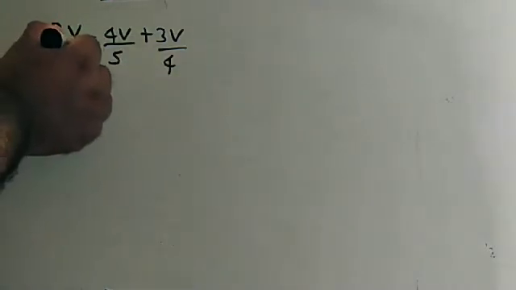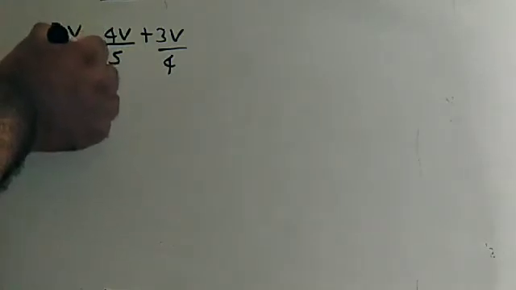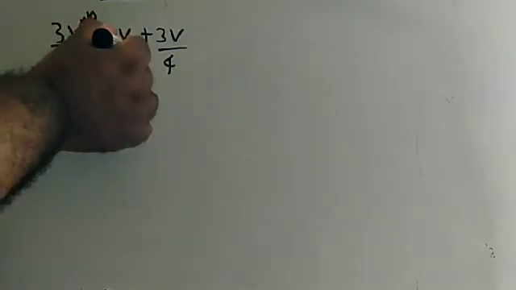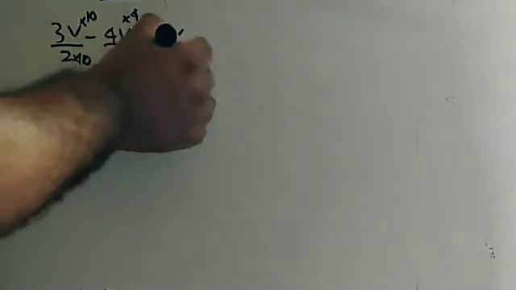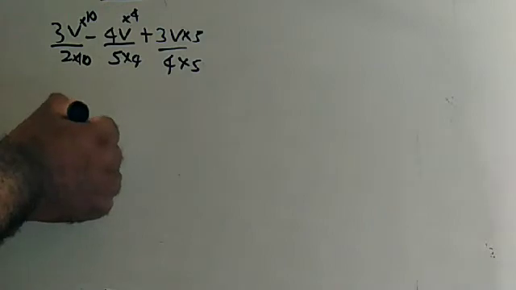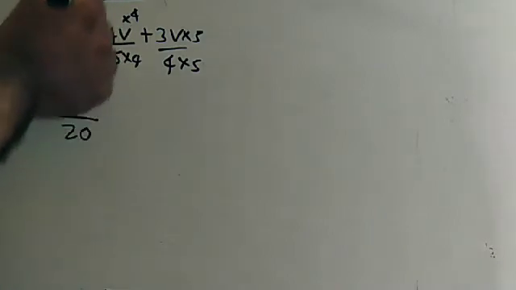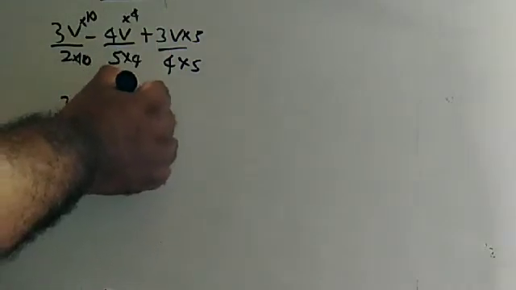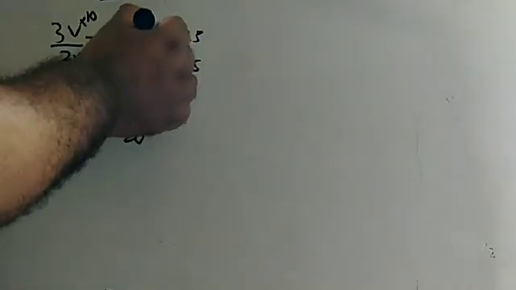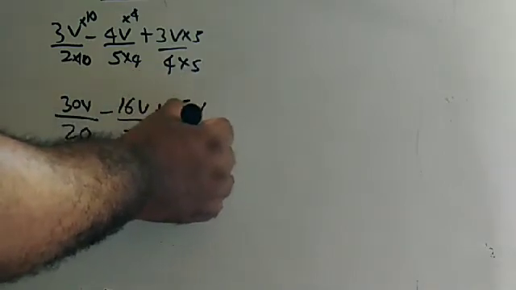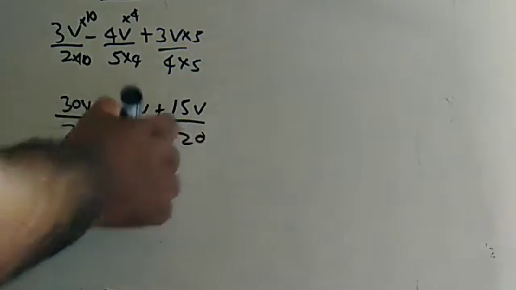Then to make 20, 2 should multiply by 10. Right? Here, 3v also multiplies by 10. To make 20, 5 should multiply by 4. 4v also multiplies by 4. Then 4 should multiply by 5 to make 20. Then 2 into 10, 20. 3v into 10, 30v. Minus 4v into 4, 16v upon 20. 3v into 5, 15v upon 20. Right, there are three fractions, equal denominators.